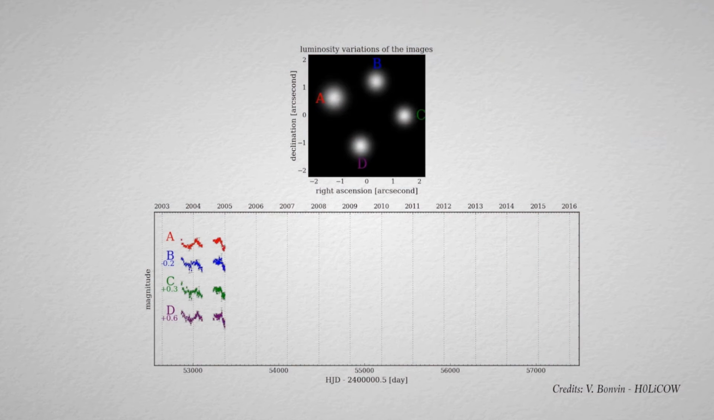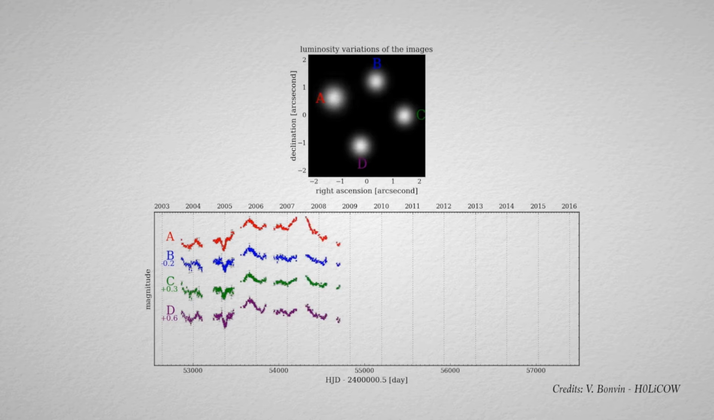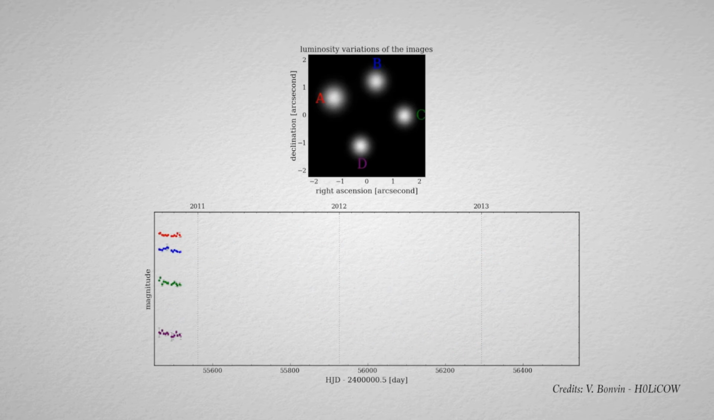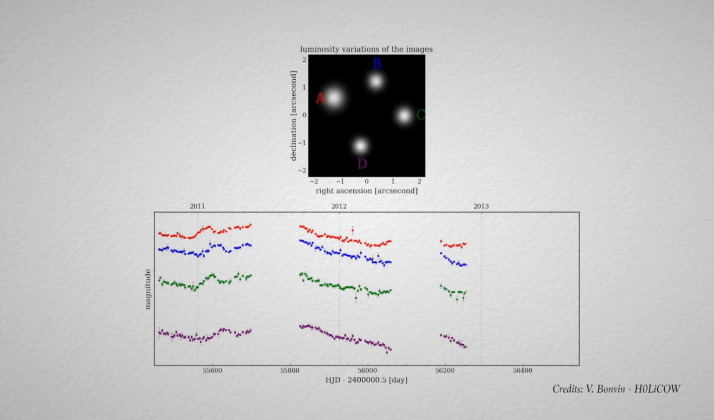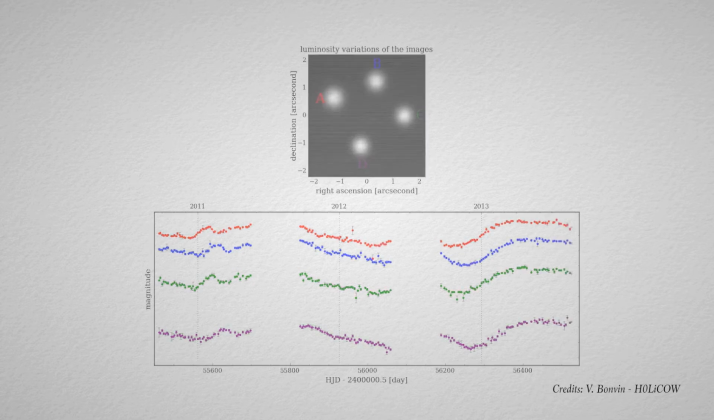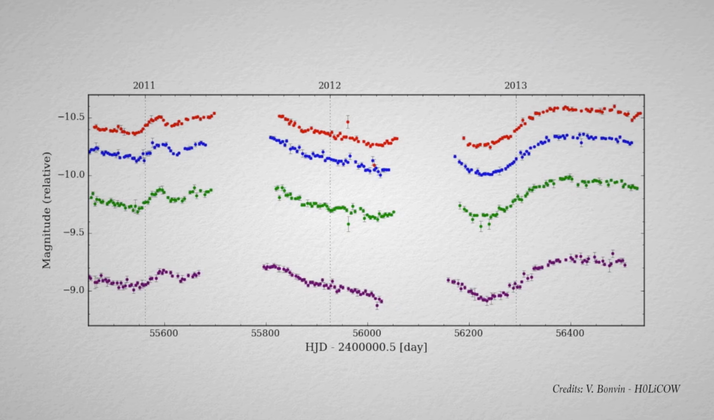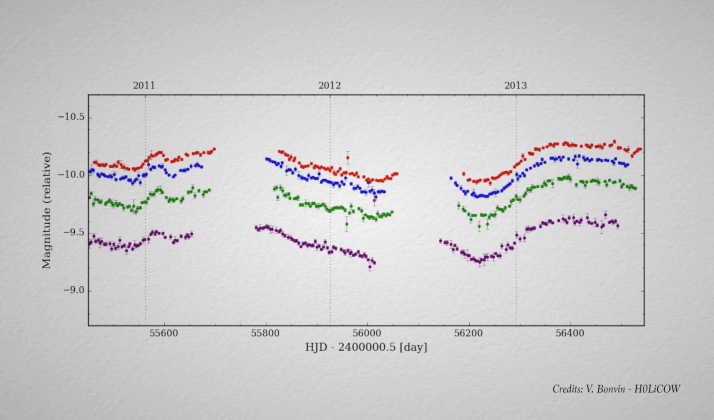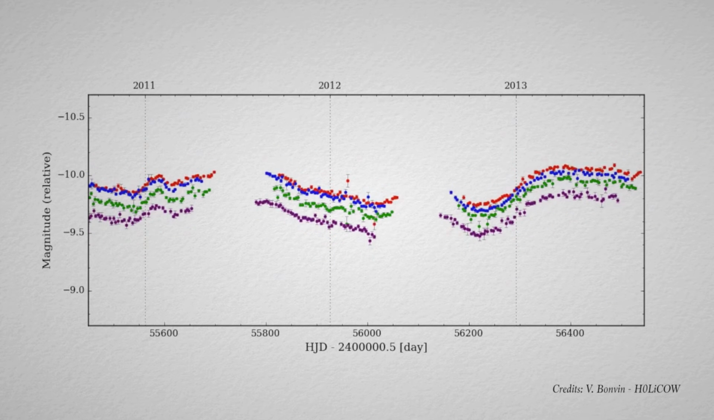For HE0435, our monitoring campaign started 13 years ago, catching as many luminosity variations as possible for each of the 4 quasar images. These variations are turned into light curves where we can see by eye many similar features appearing at different epochs. These light curves are then shifted in time and in luminosity to match all the observed features and to measure the time delays.